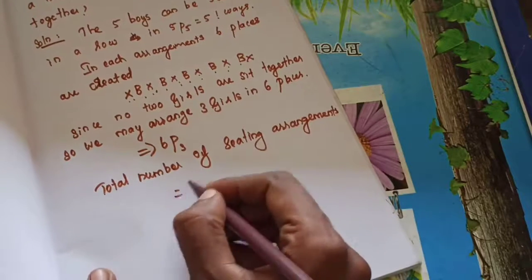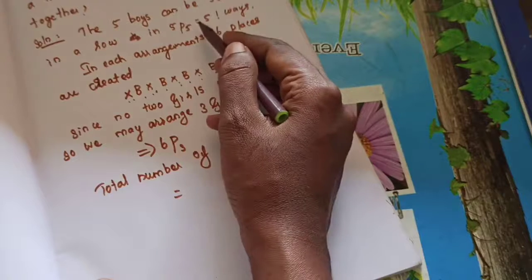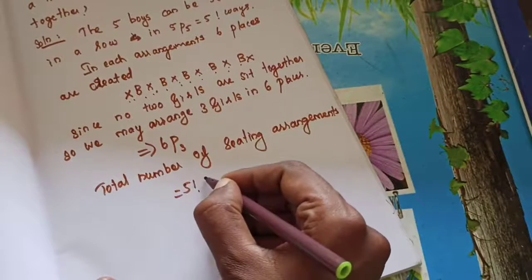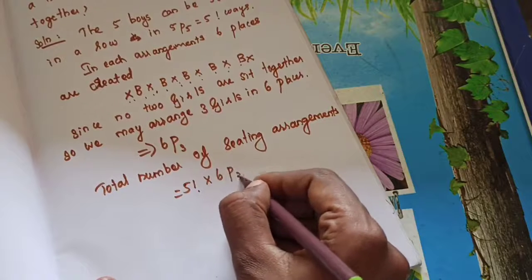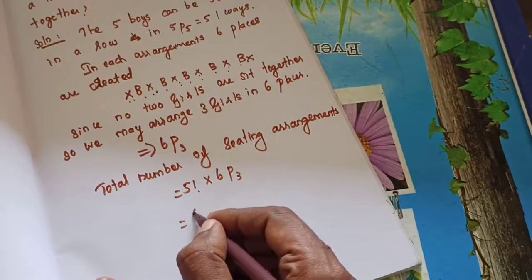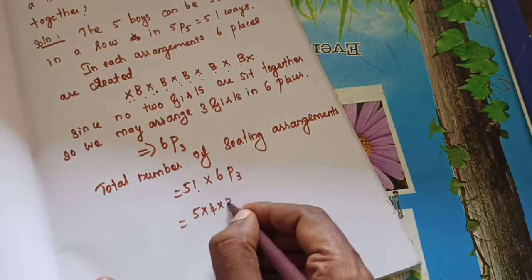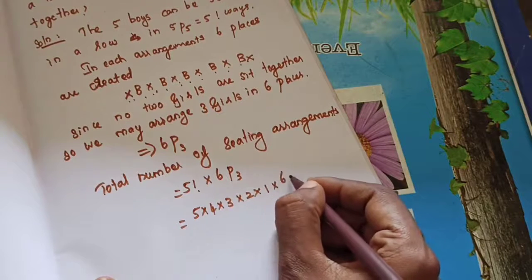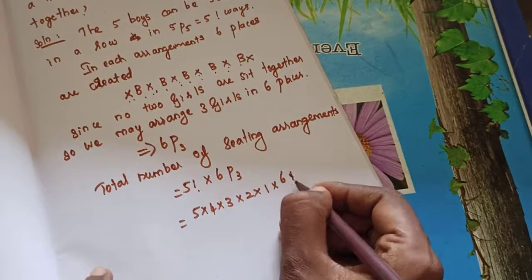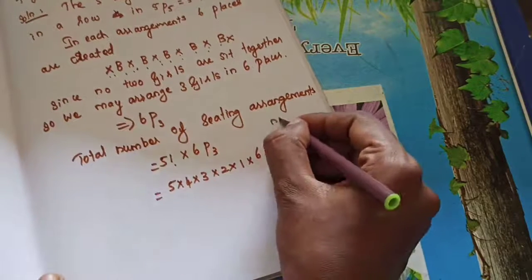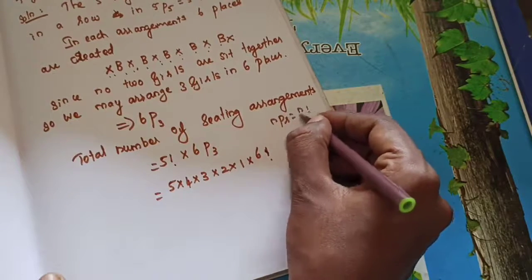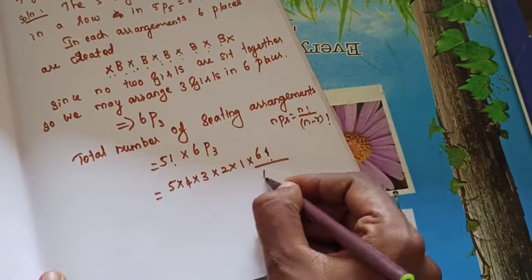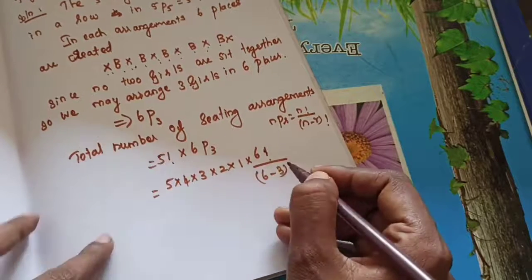Total number of seating arrangements is equal to, here already 5P5 is there, is it right? So that is 5 factorial into 6P3. That's equal to 5 factorial, means 5 into 4 into 3 into 2 into 1, into 6P3. 6P3, how will you write? nPr, what's the formula? n factorial divided by (n minus r) factorial. So 6 factorial divided by (6 minus 3) the whole factorial.